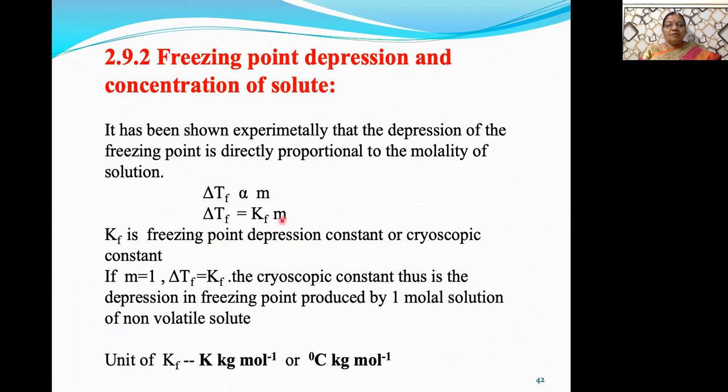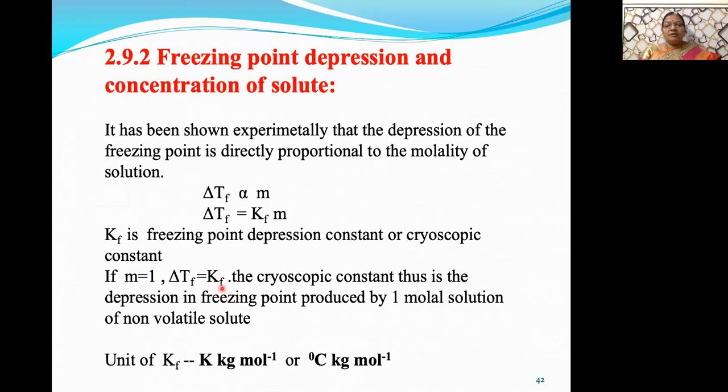If we put the value of m as 1 molal, then delta TF is equal to KF. The cryoscopic constant KF, or molal depression constant, or freezing point depression constant, can be defined from this equation. KF is the depression in freezing point produced by a 1 molal solution of a non-volatile solute. So it is similar to KB. What is KB? That is the ebullioscopic constant in the case of boiling point elevation.